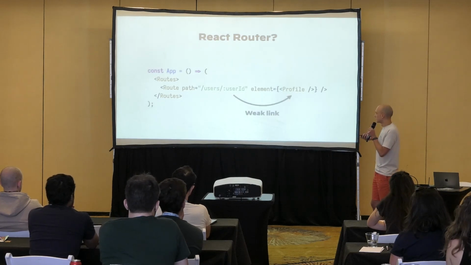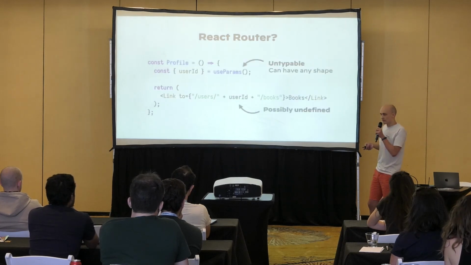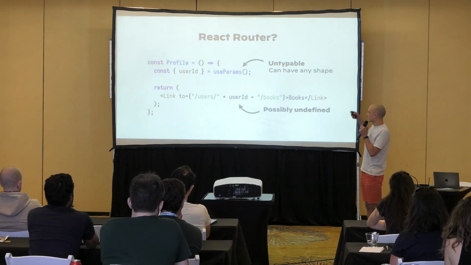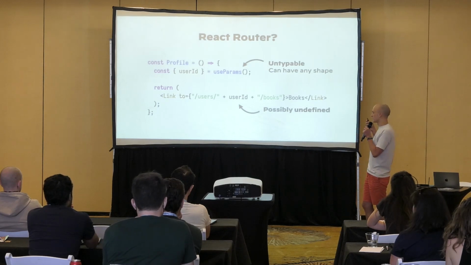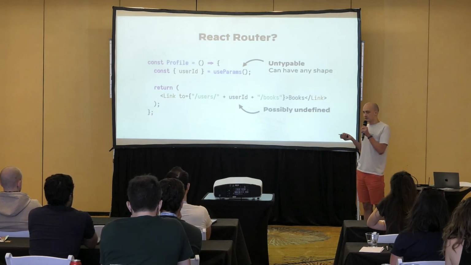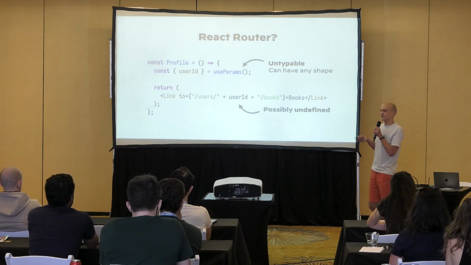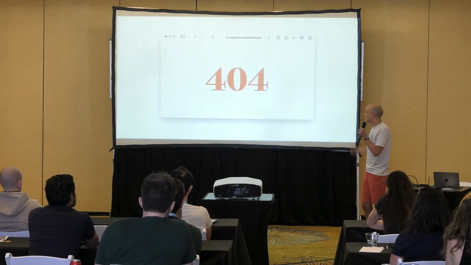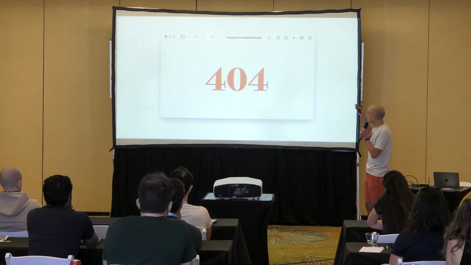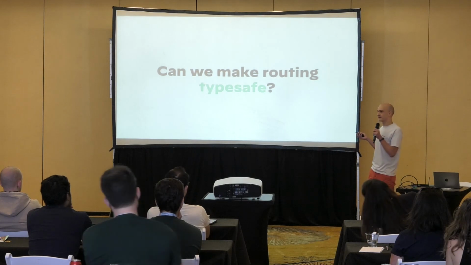There's no link between the two. So if I'm on this route, I will display the profile, but in the profile, I have to use this useParams hook, which tells me, yeah, you are on this page, so you should have a user ID. But in TypeScript, it's not sure, actually. User ID will be string or undefined, you know? So just imagine you create a link using user ID, and you do an update. You have a 404 with undefined in the URL. So how can we make this type safe?